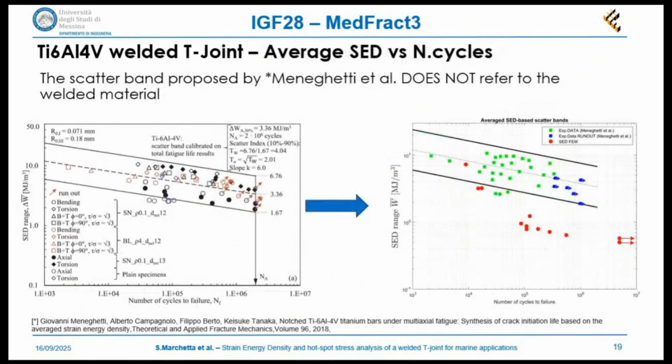Moving on to the validation of the strain energy density method for titanium, this scatter band proposed by Meneghetti is, as for the control radius that we've seen before, related to the base material, not the welded one. In fact, we see that the strain energy density values fall completely off the scatter band. So it is not reliable to design with this approach.